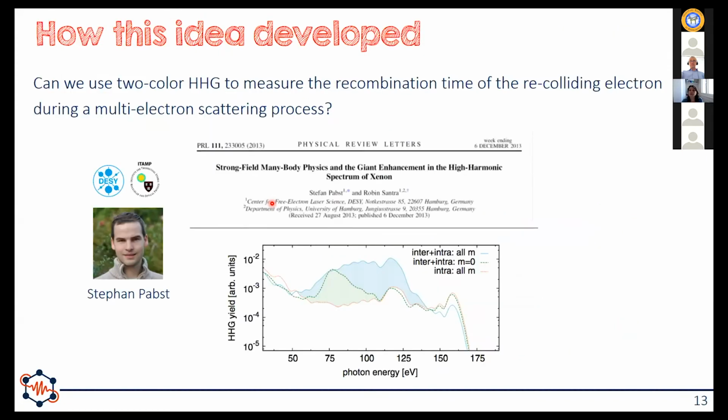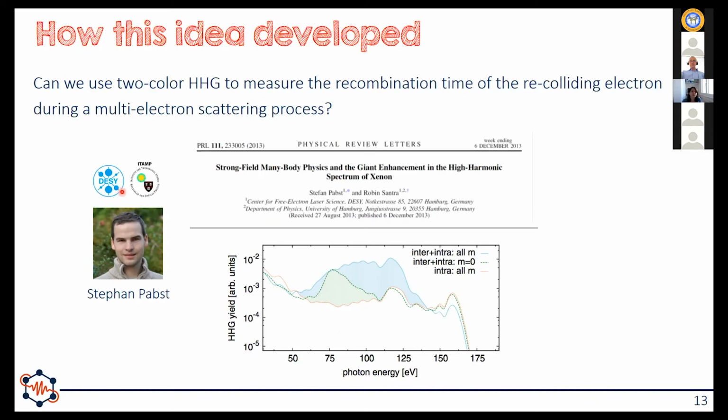And well, what happened was that at the end of 2013, we read this paper from Stefan Pabst and Robin Santra, in which they were modeling the harmonic spectrum in xenon and looking at the role of the giant resonance, so of the inelastic scattering happening in the recombination process. And what they found out is that they could switch on and off the different channels, and so switch on and off the multi-electron effects. And they were able to identify the contribution of this scattering in the final spectrum.